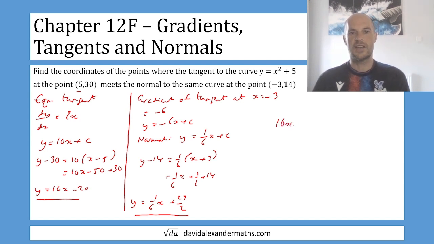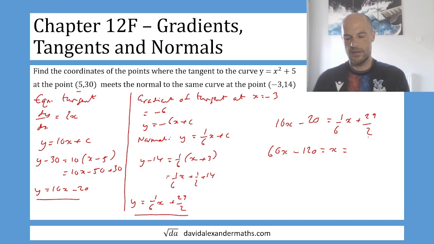So therefore 10x take away 20 equals 1/6 x plus 29 over 2. Let's multiply through by 6, so we get 60x minus 120 equals x plus 29 over 2 times 6, so 87. Let's subtract an x from both sides, and let's add 120 to both sides. I get 59x equals 207. And if I divide that by 59, I get a fairly horrible value. x is 207 over 59.